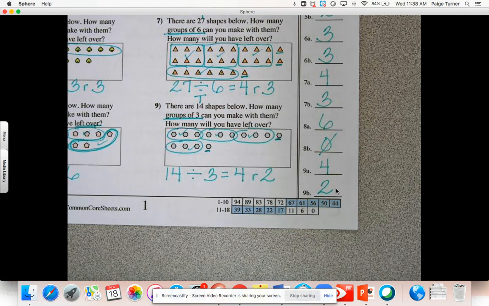All right, so that is visual division. That's division that we can actually see by looking at the total number of shapes and making our groups and seeing what's left over.